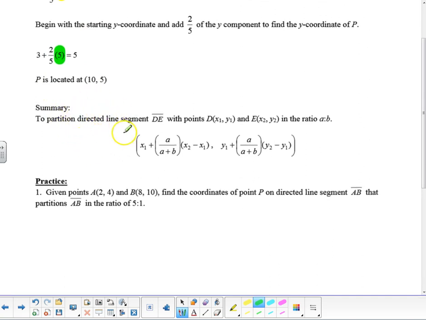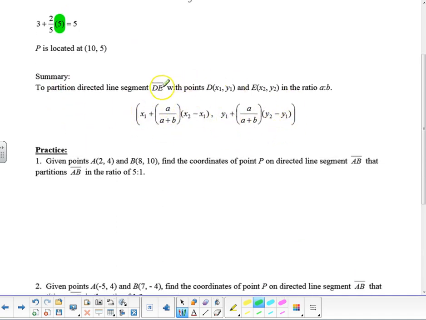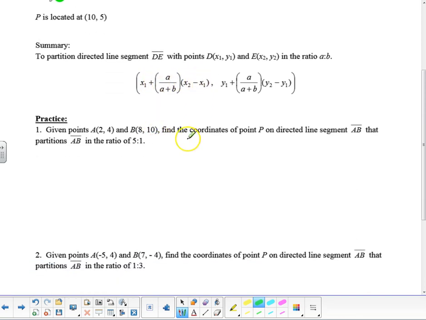Now this summary is a formula that you can use for the whole thing. We're not really going to focus on this formula so much. We're just going to do the different pieces of it out, but it's the starting x point plus the fraction of the component. That's really what this whole formula says.